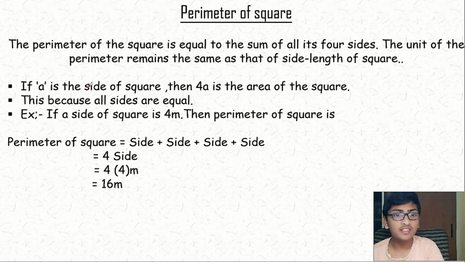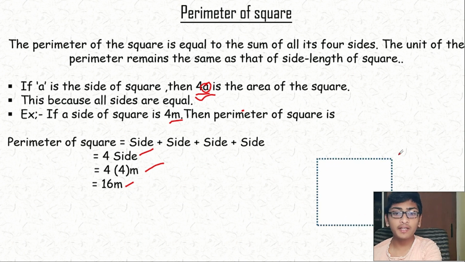If A is the side of a square, then 4A is the perimeter of the square. Here A means the side, and adding 4 times or multiplying by 4 are the same, so we just multiply by 4. This is because all sides are equal. In a square, everything mainly depends on the side. If the side of a square is 4 meters, then the perimeter is 4 times the side, 4 times 4 is 16 meters. So if the side is 4 meters, the perimeter is 16 meters and the area is 16 square meters.